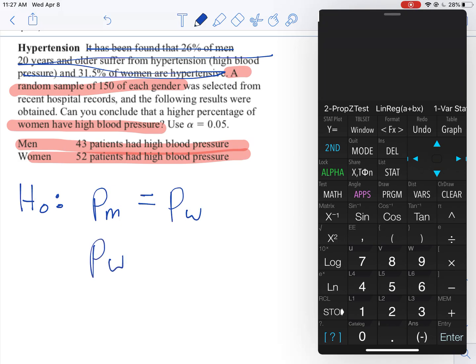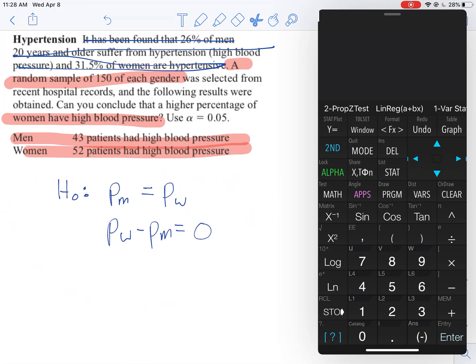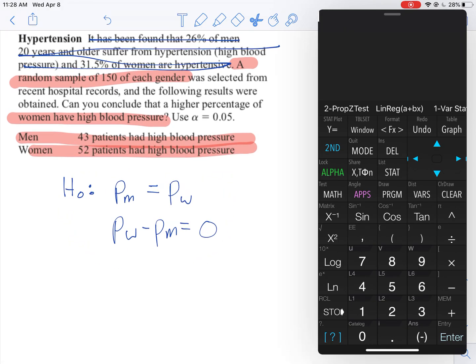Or you could set it up like this. Sometimes people will do it like this. P of W minus P of M equals 0, because if they're the same, you're going to be getting 0. You're not testing a specific value when it's a two-sample test. You don't want to have like P of M equals 0.315 or P of W equals 0.315. This is a two-sample test. The only number you really are concerned with here is 0, okay? So that's what we're going to start with our null. You could have either of these. P of M equals P of W. That's the one I personally prefer. Some people like to set it up like, if you subtract the two proportions, you get 0. Either one of those is fine.